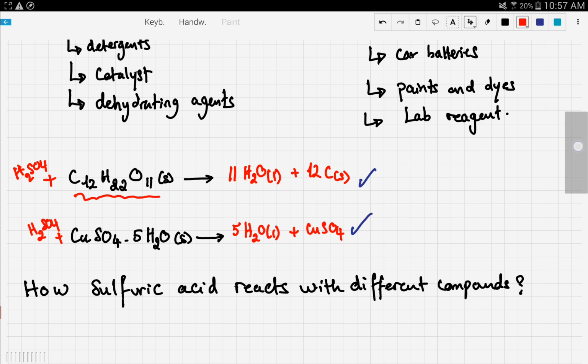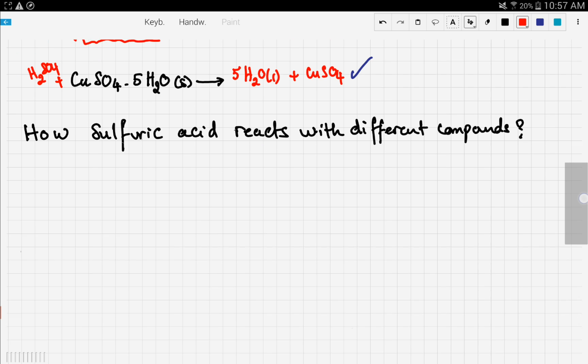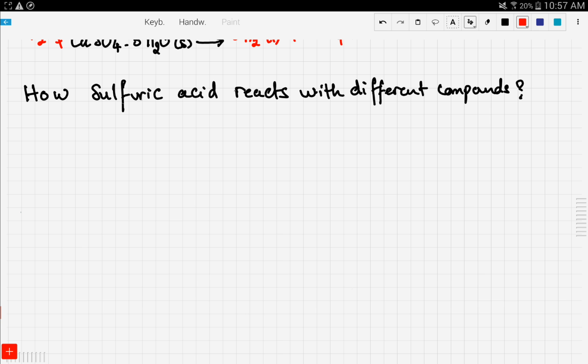So now let's move on to how sulfuric acid reacts with other compounds. Well, we're going to study 3 different ones. The first one, the reaction with bases. The second one is the reaction with carbonates. And the third one is the reaction with metals. Okay, let's start.